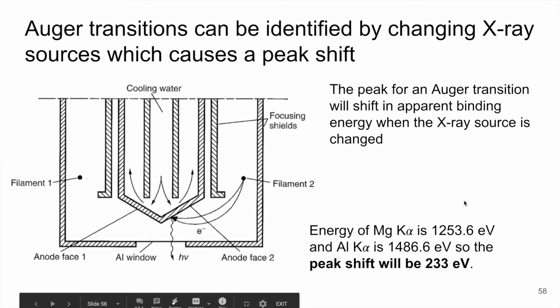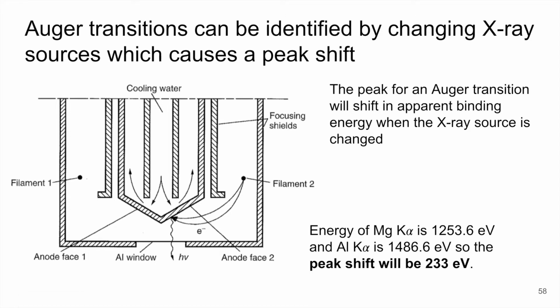And so, if we're looking at the energies for our different sources here, there's a difference of 233 electron volts. And so we would expect that the shift would be based on that. So that's one kind of complicated way that we could basically switch the gun and be able to determine if that's an Auger transition or not. So there are ways to determine what we have.